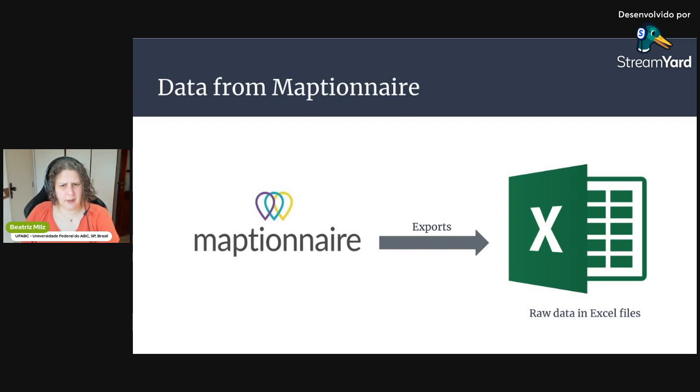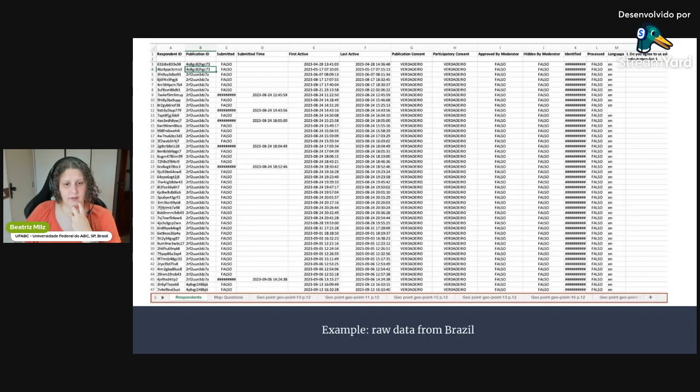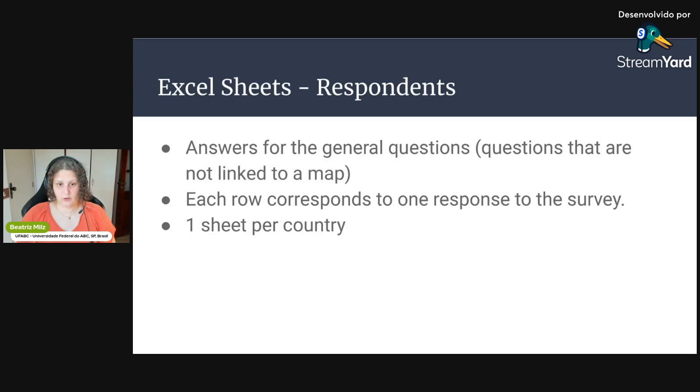So the data from Maptionnaire is exported as raw data in Excel files. These Excel files are quite complex, I would say. So we have several sheets that we have to work on.